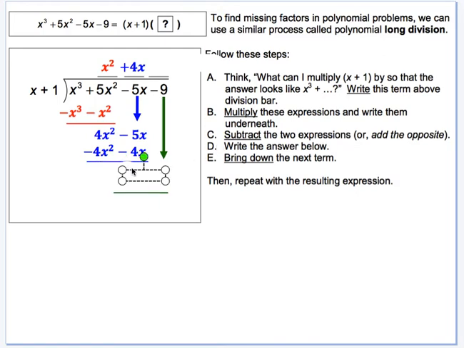Let me get this one down. Okay, and then what happens here is you have negative 5x plus negative 4x, or minus 4x, gives you negative 9x. Bring down the negative 9. Okay, and this time right here, what do you multiply x by to get negative 9x? Well, you're going to multiply it by negative 9. Okay, so negative 9 times x gives you negative 9x, and negative 9 times 1 gives you negative 9.